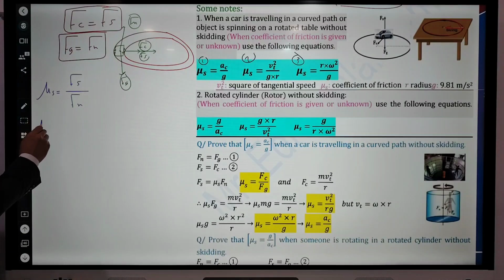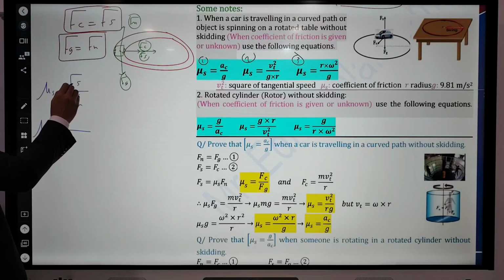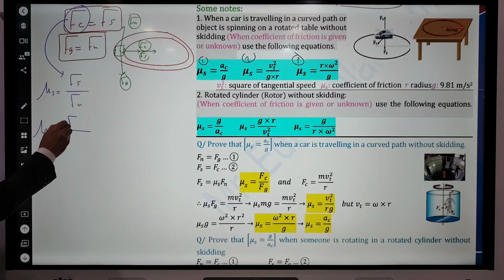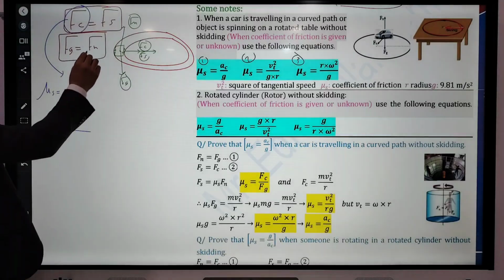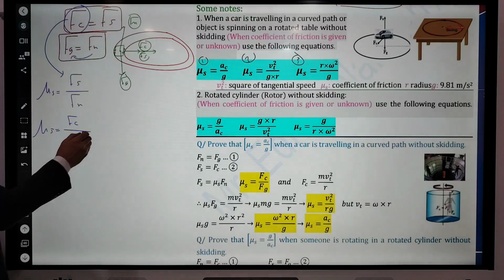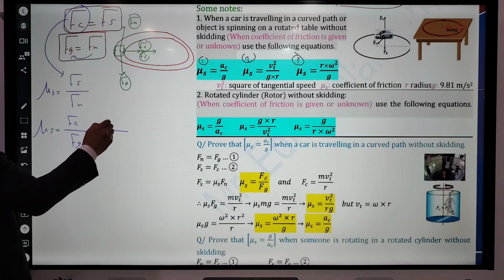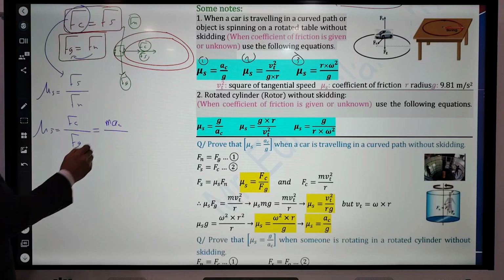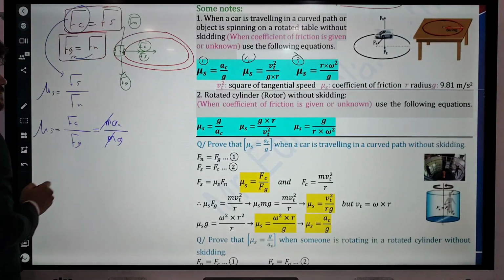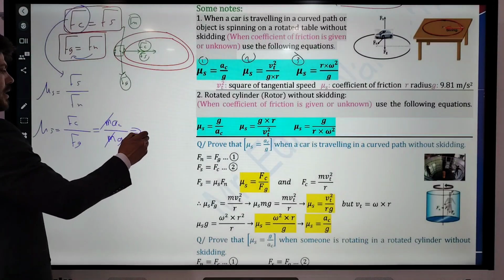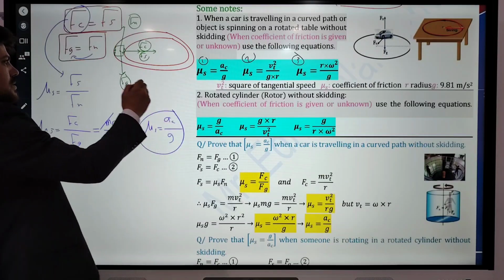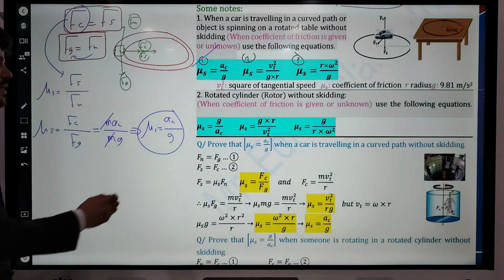So, mu s, instead of F_s, is it possible to write F_c? Yes, why not. Instead of F_n, is it possible to write F_g? Of course. Mu s is equal to F_c over F_g. F_c, by Newton's second law for circular motion, is equal to m a_c. F_g is equal to m g. Mass cancels mass. What remains? Mu s is equal to a_c over g. This is the first equation, equation number 1.